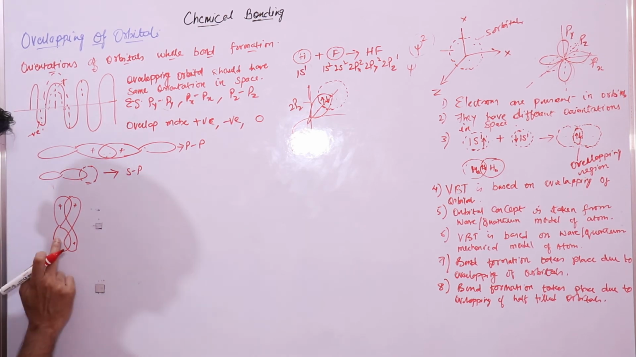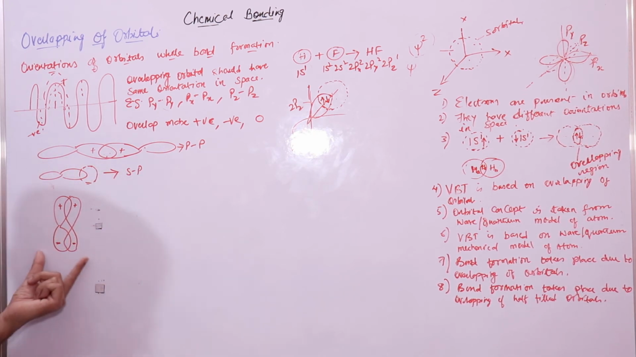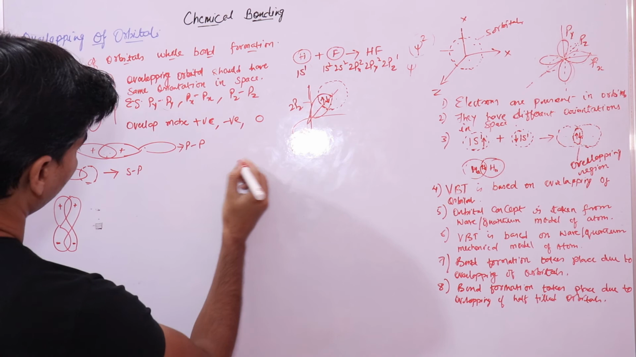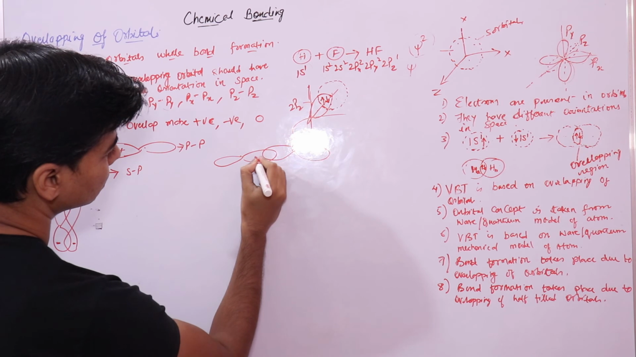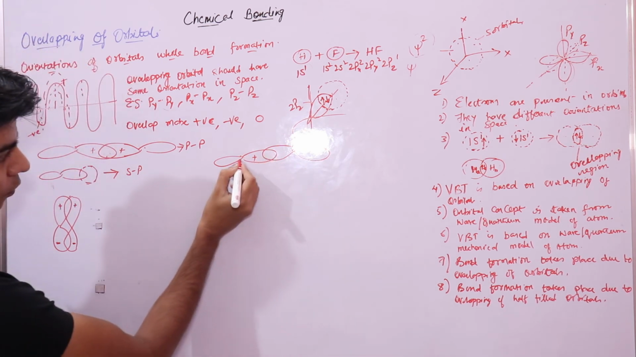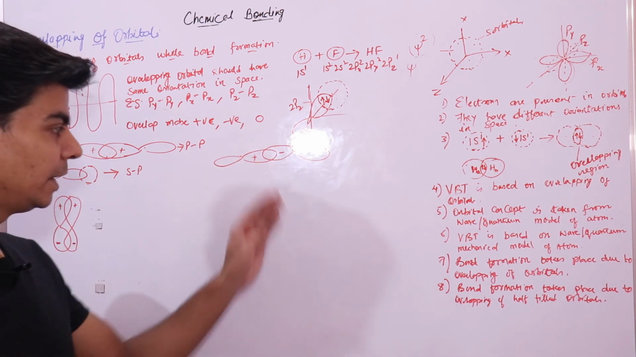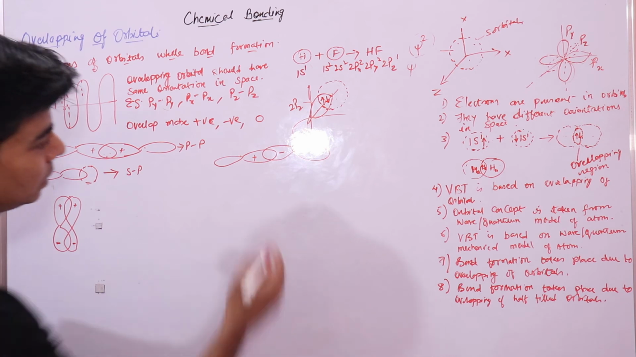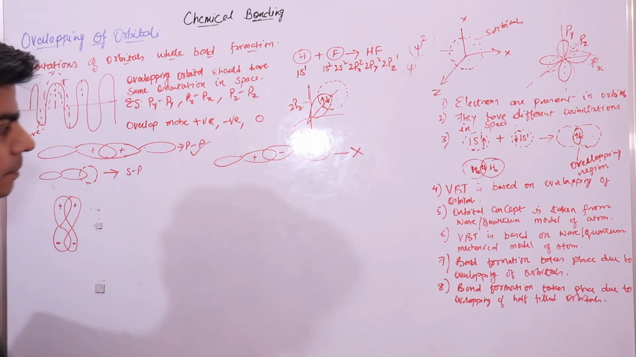Sorry, this is the positive lobe and this is the negative lobe. Negative lobe overlaps with negative lobe, positive lobe will overlap with positive lobe, right? And what kind of negative lobe overlapping is this? Negative overlapping is like this. If the positive lobe of one p orbital overlaps with the negative lobe of another p orbital, this will not result in bond formation. This will result in bond formation, right?